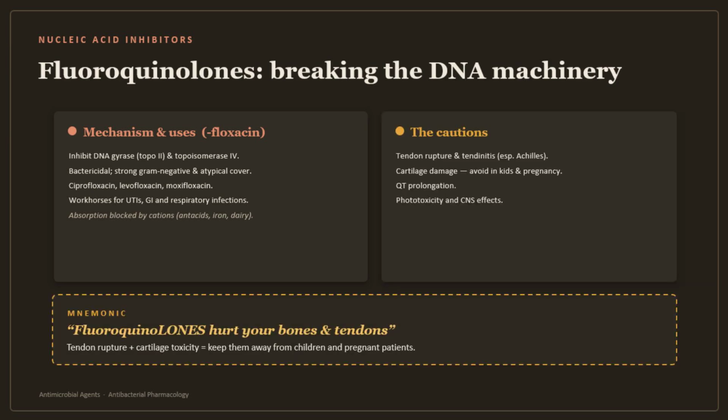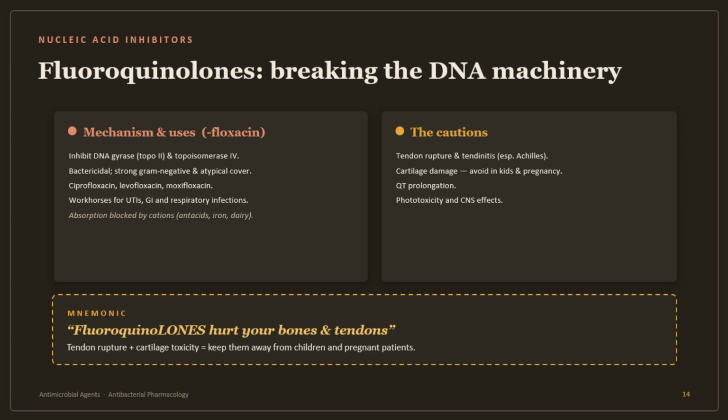On to family number 3, the nucleic acid inhibitors. And the headliners are the fluoroquinolones, the drugs that break the bacterial DNA machinery. Mechanism: they inhibit DNA gyrase, which is topoisomerase II, and topoisomerase IV. They are bactericidal with strong gram-negative and atypical coverage. You'll recognize them by the floxacin ending: ciprofloxacin, levofloxacin, moxifloxacin.